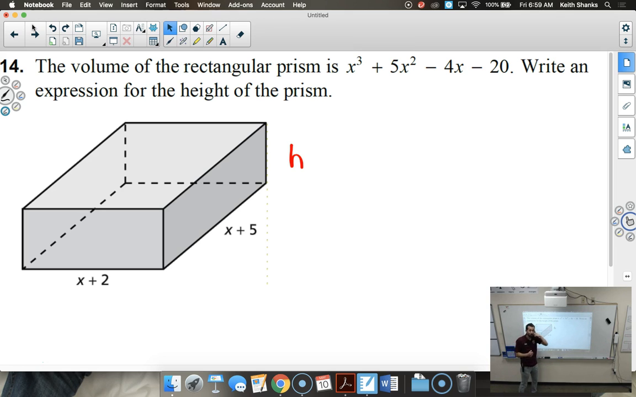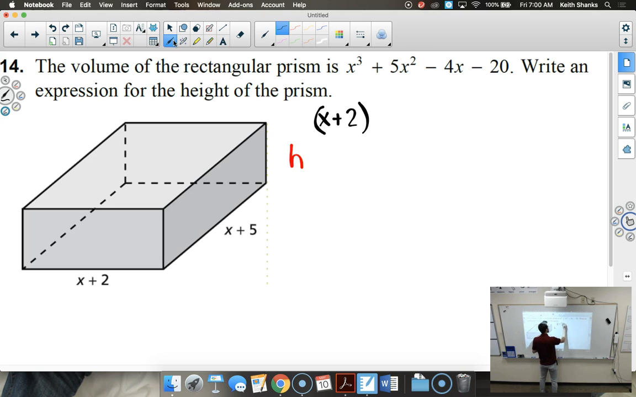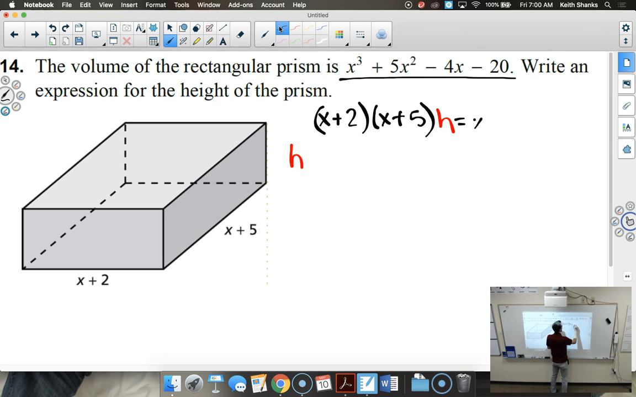Now think carefully, what we've been doing is dividing polynomials, right? So I know there's going to be some division here in this problem. But what they're saying is if I took these values, x plus 2 times x plus 5, and I multiply that by the height, that should give me this really long guy, x cubed plus 5x squared minus 4x minus 20.